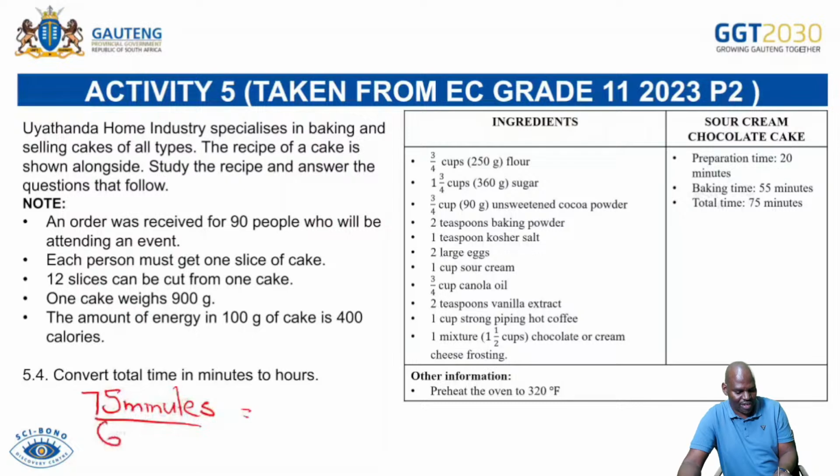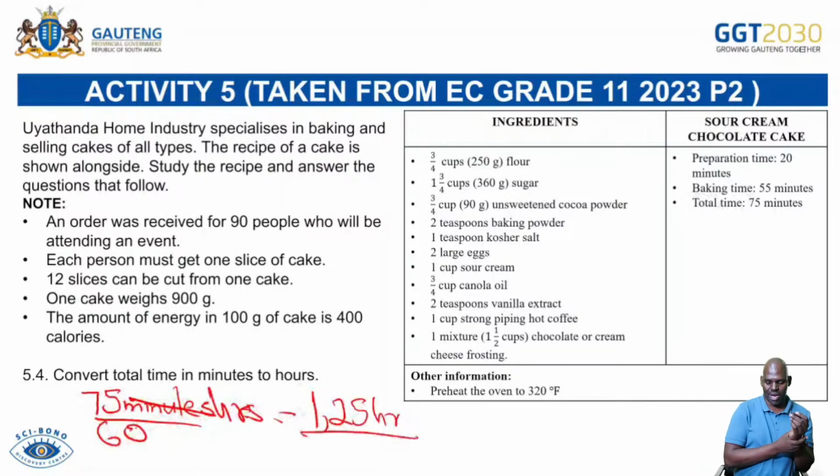So 75 divided by 60, I get 1,25. The moment I divide it by 60, it becomes hours, and I get 1,25 hours. So 75 minutes is about 1 hour and a quarter. Okay, so it's 1,25 hours. That is the answer for number 5.4.